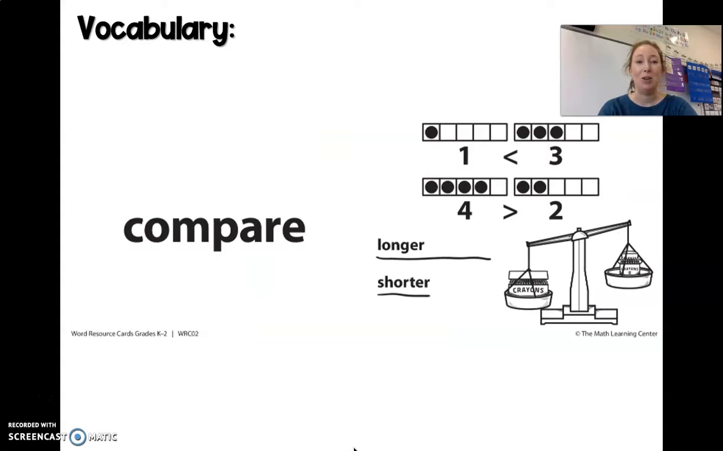All right, here's our vocabulary for today. Can you say compare? Can you whisper the word compare? When we compare, we see how things are alike or different. We can compare numbers using terms greater than or less than. I can compare the length of objects by using the words longer and shorter. And here you can see a picture of a balance like we're going to use today. And you can compare two objects, like two different boxes of crayons.